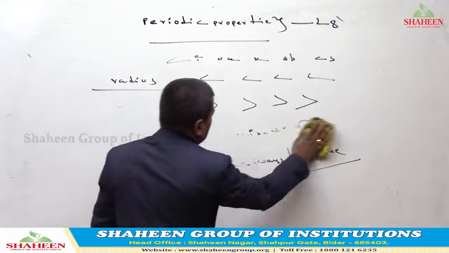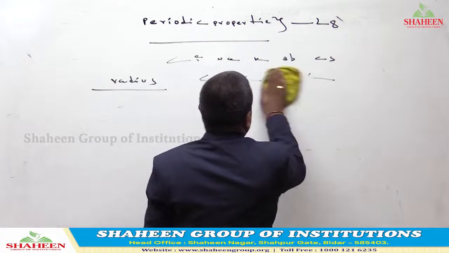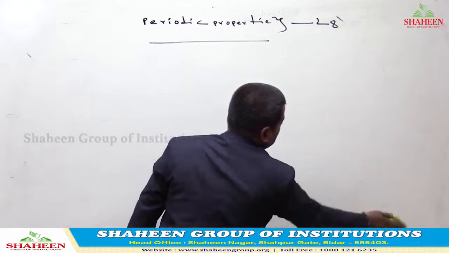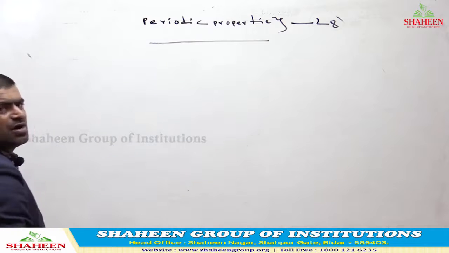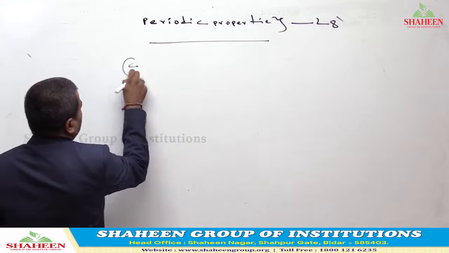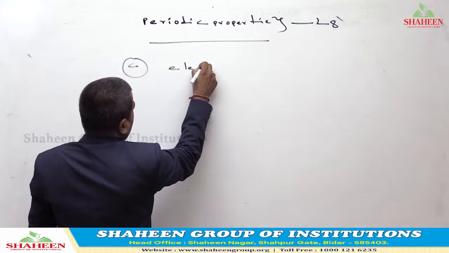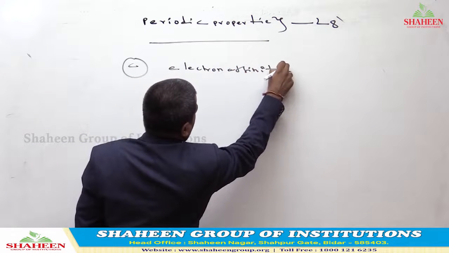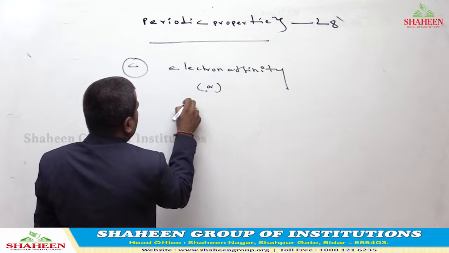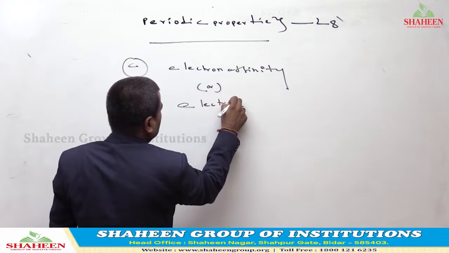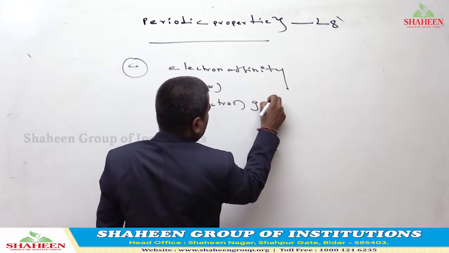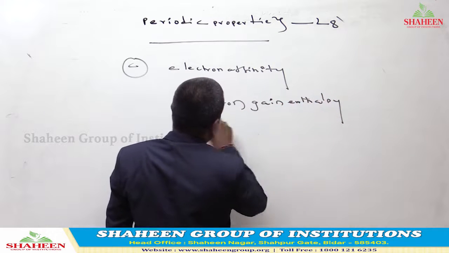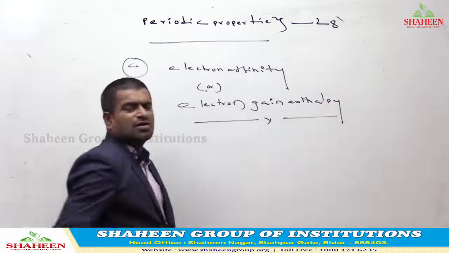Let us now discuss the third periodic property, called electron affinity, or electron gain enthalpy.